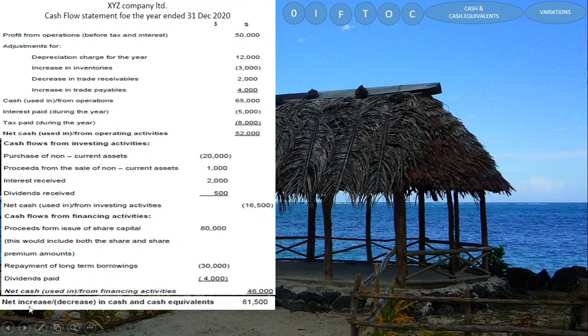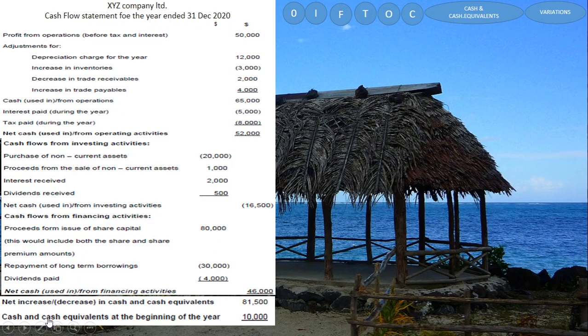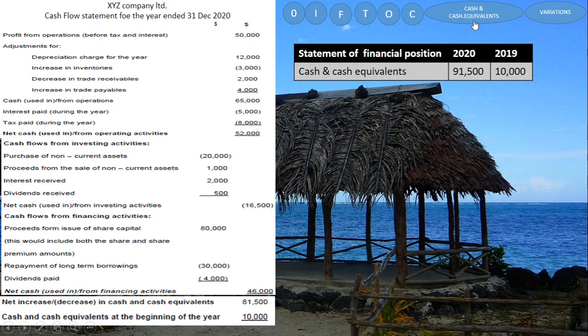So if it's positive, we say net increase. If this had turned out to be negative, you would use the words net decrease in cash and cash equivalent. Now here we need to add opening cash and cash equivalent. So opening cash and cash equivalent, you add this 10,000. Now this is obtained from your quotient, so it will be something like this.